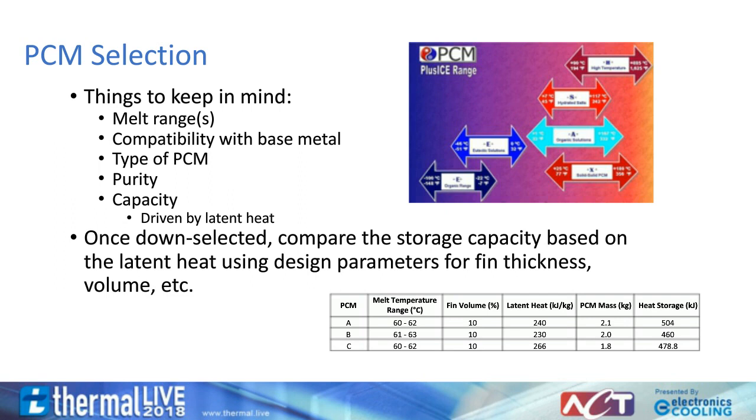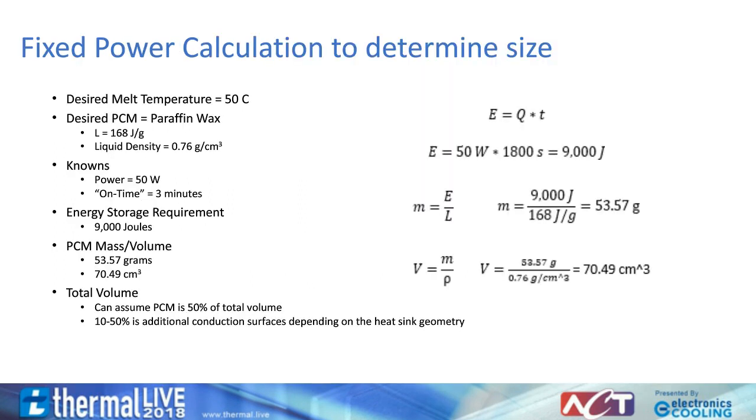In order to identify the size of our heatsink, we need to calculate the total amount of phase change material needed. To do that, we will use the equations energy is equal to power times time, mass is equal to energy divided by latent heat, and the volume is equal to the mass divided by its density.